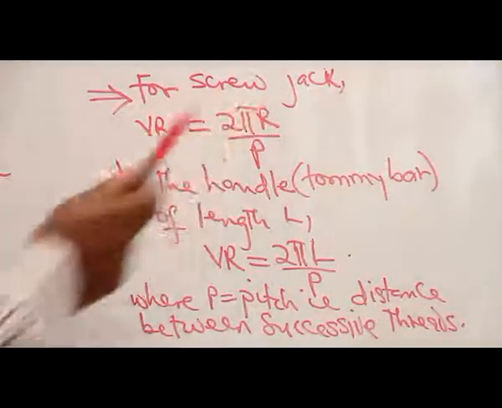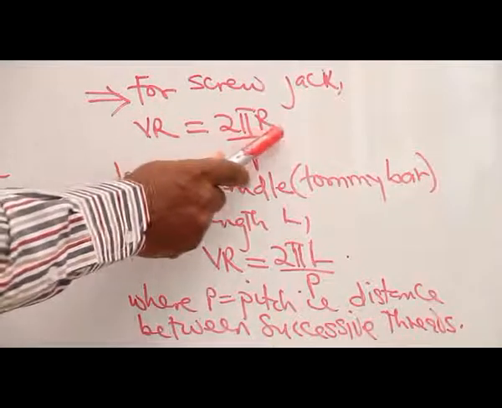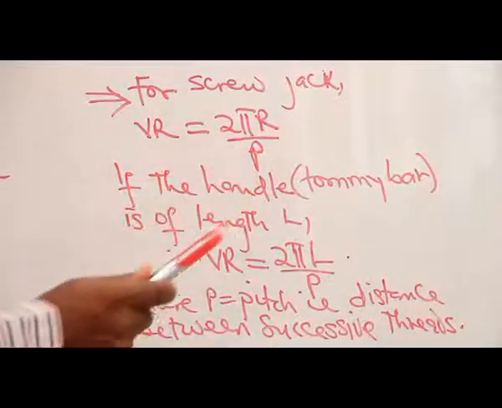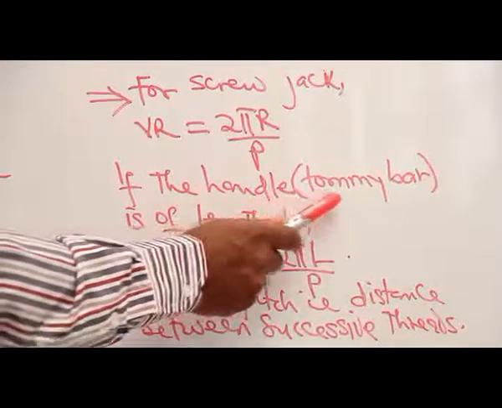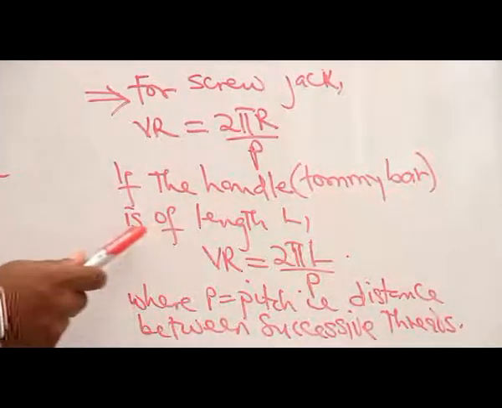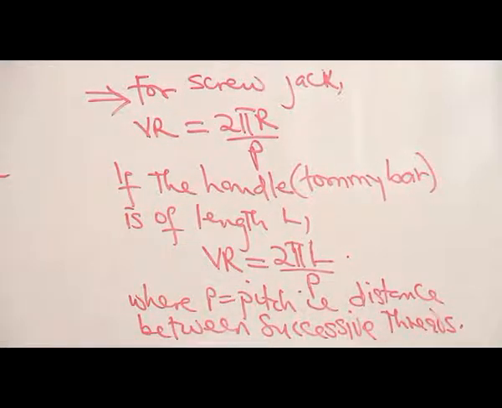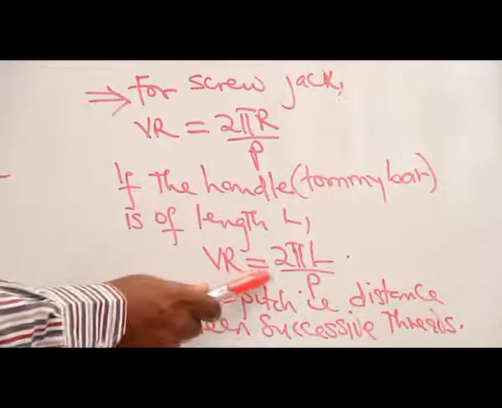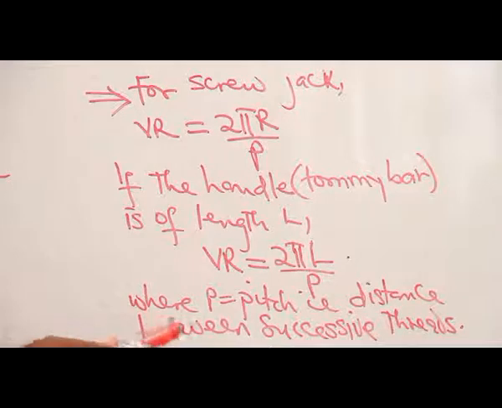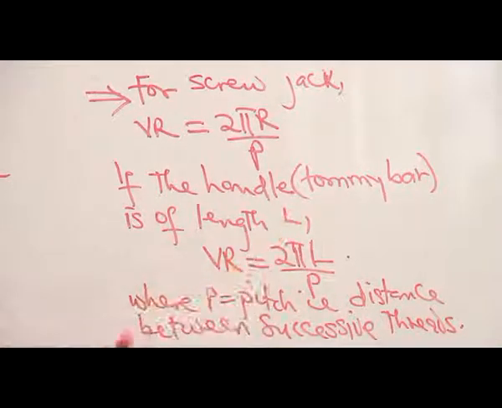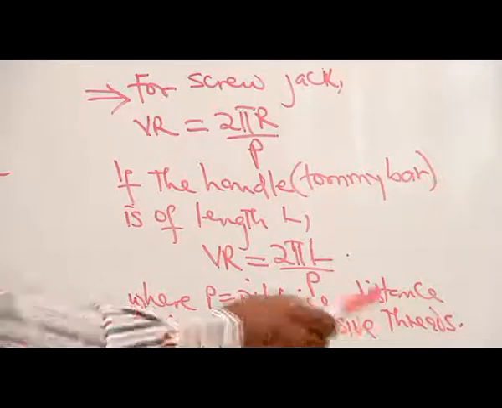For screw jack, velocity ratio is equal to 2 pi r over p. If the handle, otherwise called Tommy bar, of the screw jack is of length L, then velocity ratio is calculated using 2 pi L over P, where P is the pitch of the screw jack. That's the distance between successive threads.